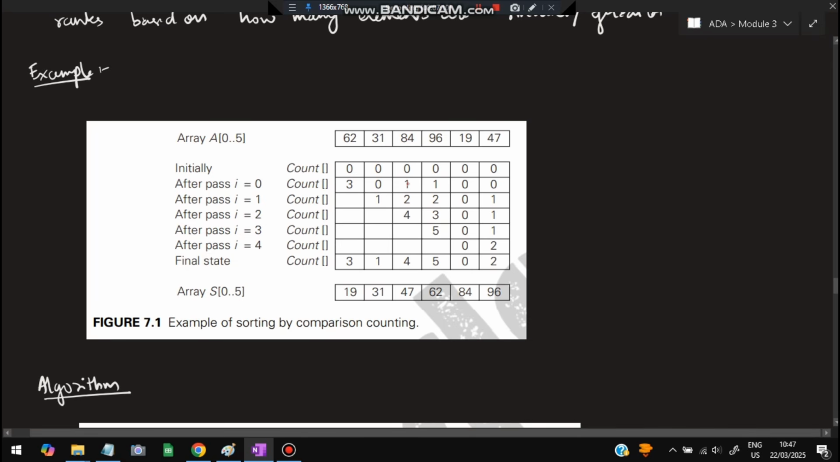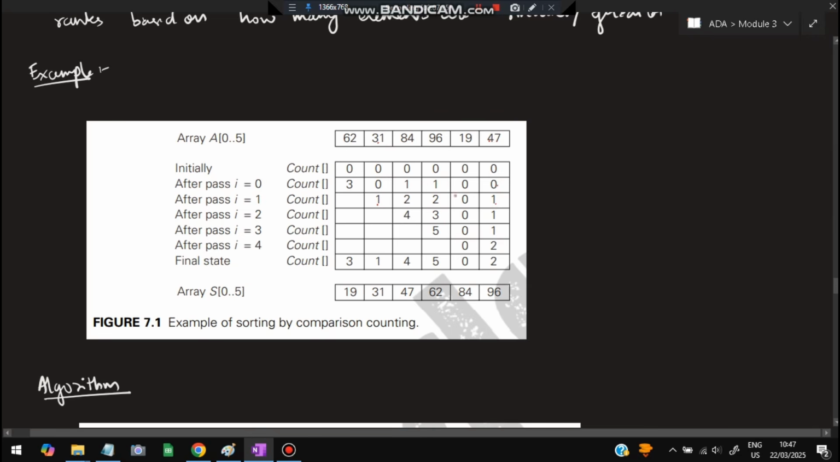31 with 96, 96 was initially 1, it will become 2. Okay, this is greater. 31 with 19, which is greater? 31, so 31 was 0, it became 1. Now 31 with 47, 47 is greater, so 47 was 0, it became 1 here. Got the point? This is how we get these elements. Now 31 is also done.